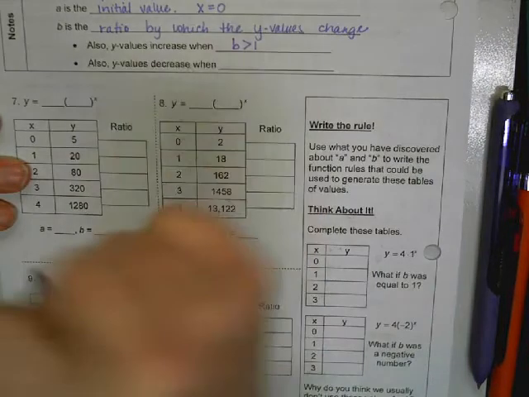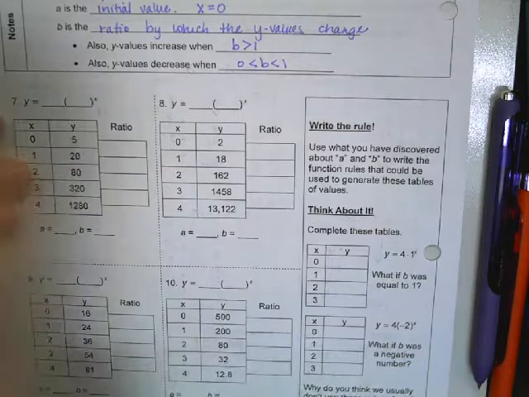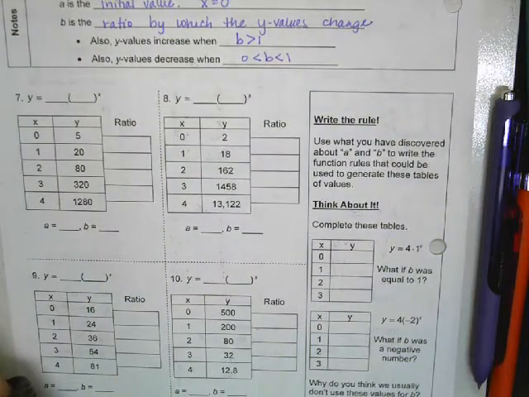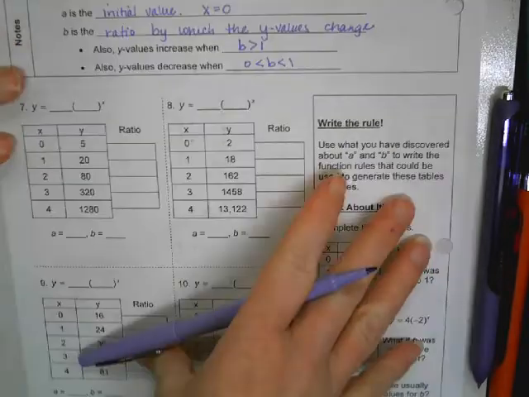When b is between 0 and 1, it decreases. So when it's a fraction or a decimal that's less than 1. Now, we'll talk in just a minute about negatives. None of the ones we did were negative. We'll talk about that in just a minute.